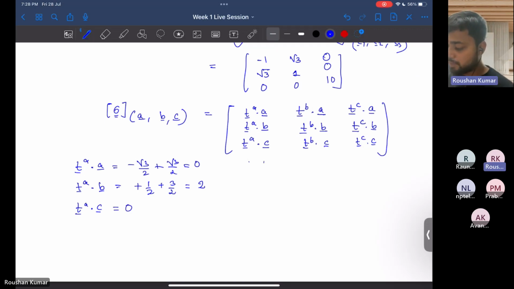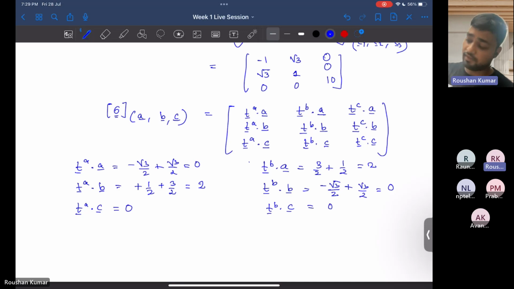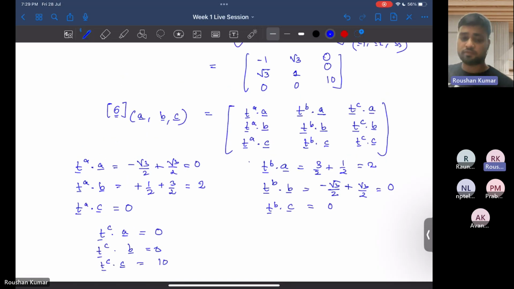In the same way, traction on plane B along the A, B and C directions will give us 3 by 2 plus 1 by 2, which is equal to 2, along direction A. Along direction B, the component of traction B is TB dot B, which is nothing but minus root 3 by 2 plus root 3 by 2, that is 0. Similarly, TB dot C gives us 0. The last one is traction on plane C along the A, B and C directions: TC dot A is equal to 0, TC dot B is equal to 0 and TC dot C is equal to 10. So this is the value of the traction on plane C along the A, B and C directions. These are the components of the stress matrix in the A, B and C coordinate system.